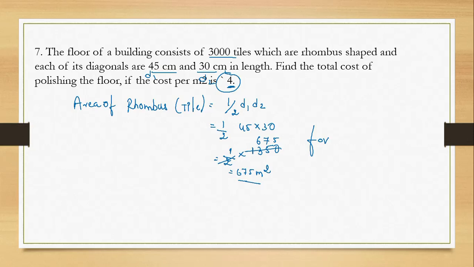For 3000 tiles, you want to multiply it by 675 into 3000, then we get 20,25,000 centimeter square.